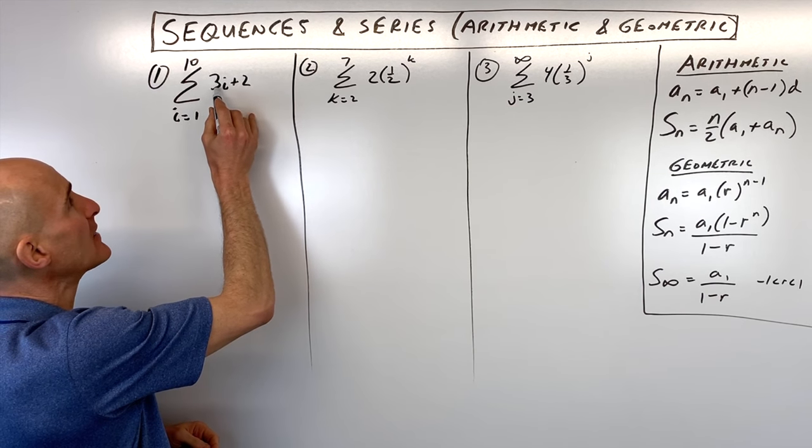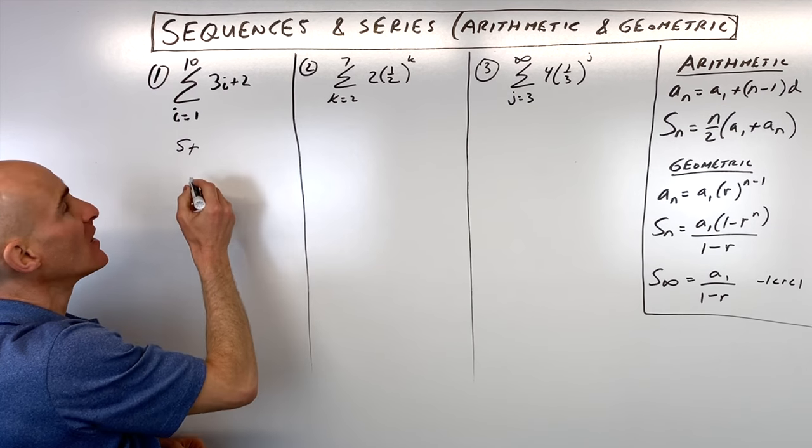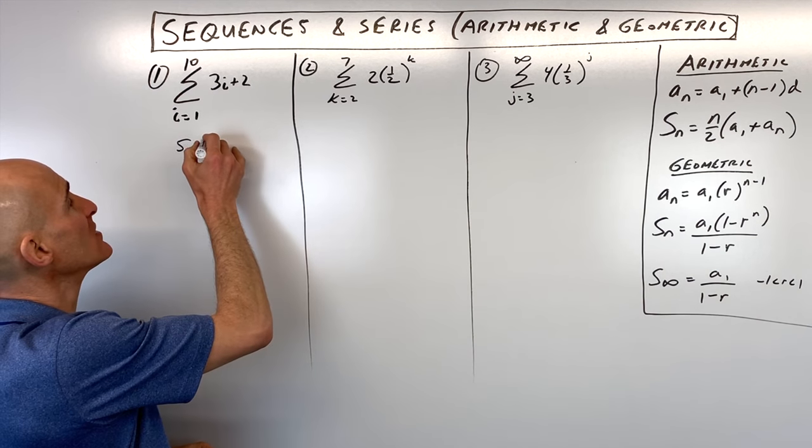So if I put 1 in, I get 3 times 1 is 3, plus 2 is 5. Okay, that's our first term. Now if I put 2 in, 3 times 2 is 6, plus 2 is 8.